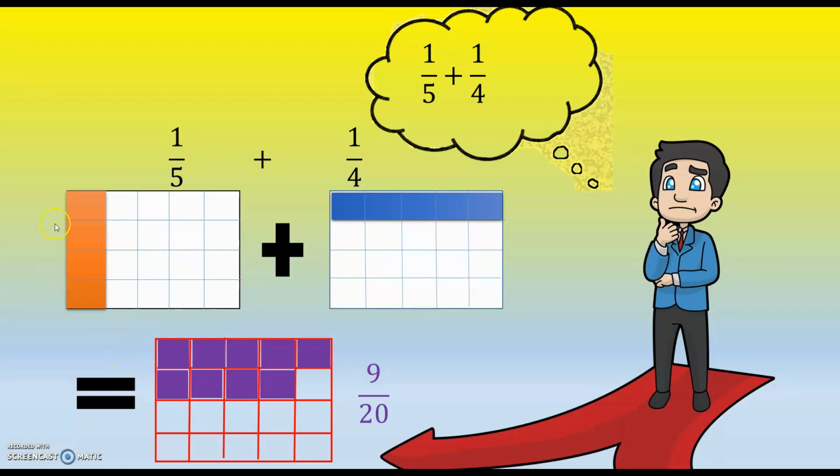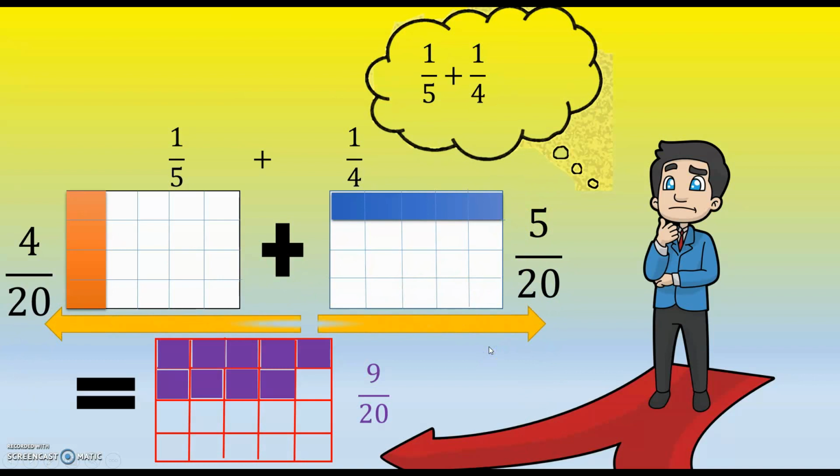Notice that when I divided my first figure, I divided it vertically. It became 4 out of 20. My second figure, when I added the extra lines, it became 5 out of 20. Now, what do these two have in common? They have the same denominator. So we call it the lowest common denominator or the lowest common multiple.